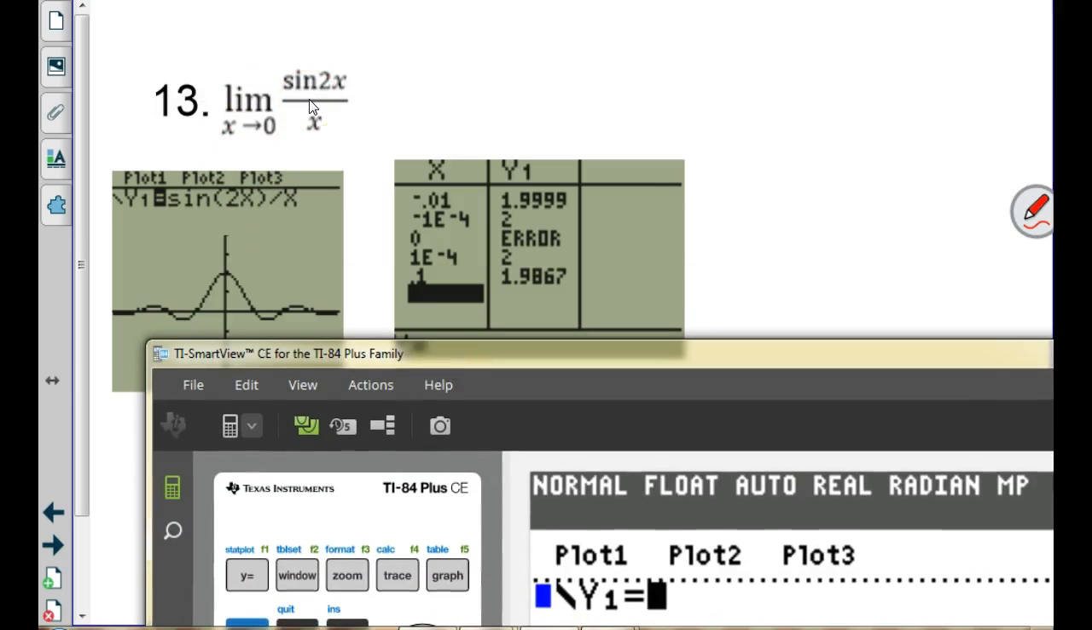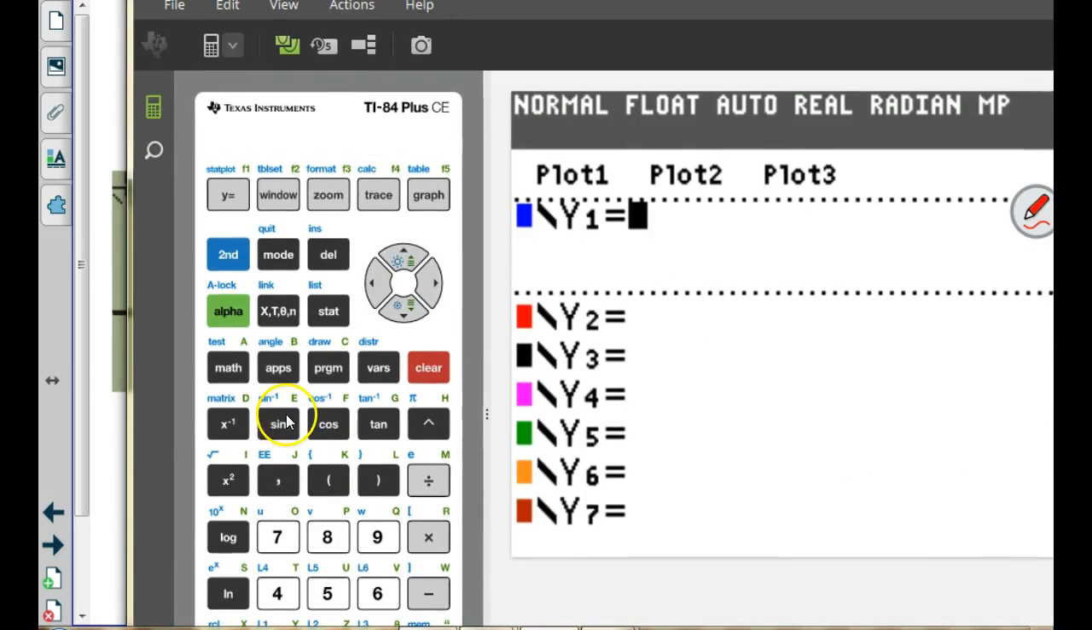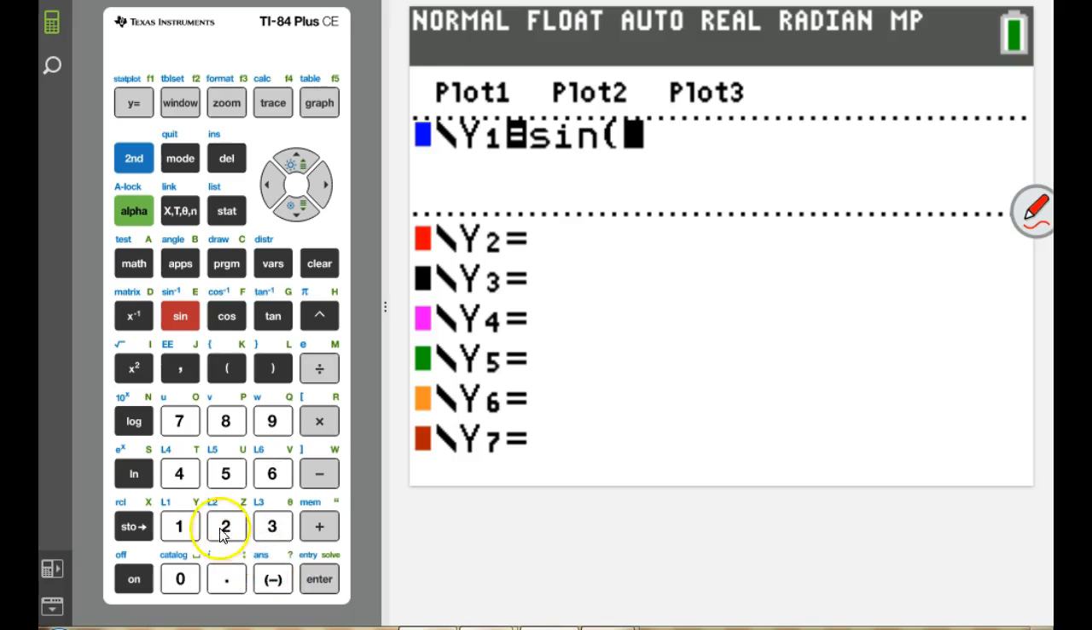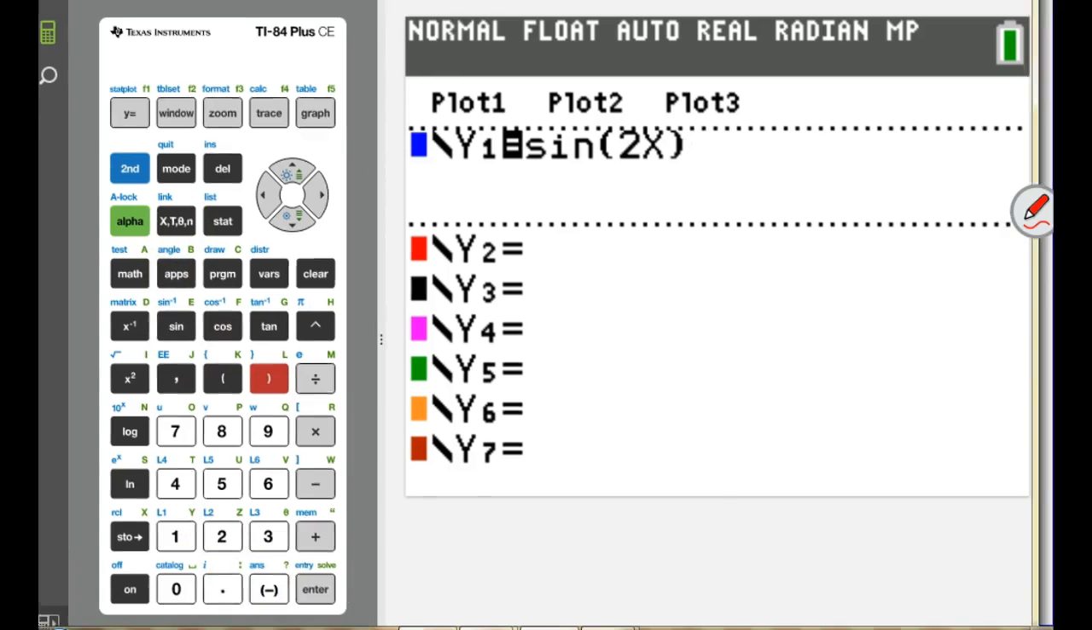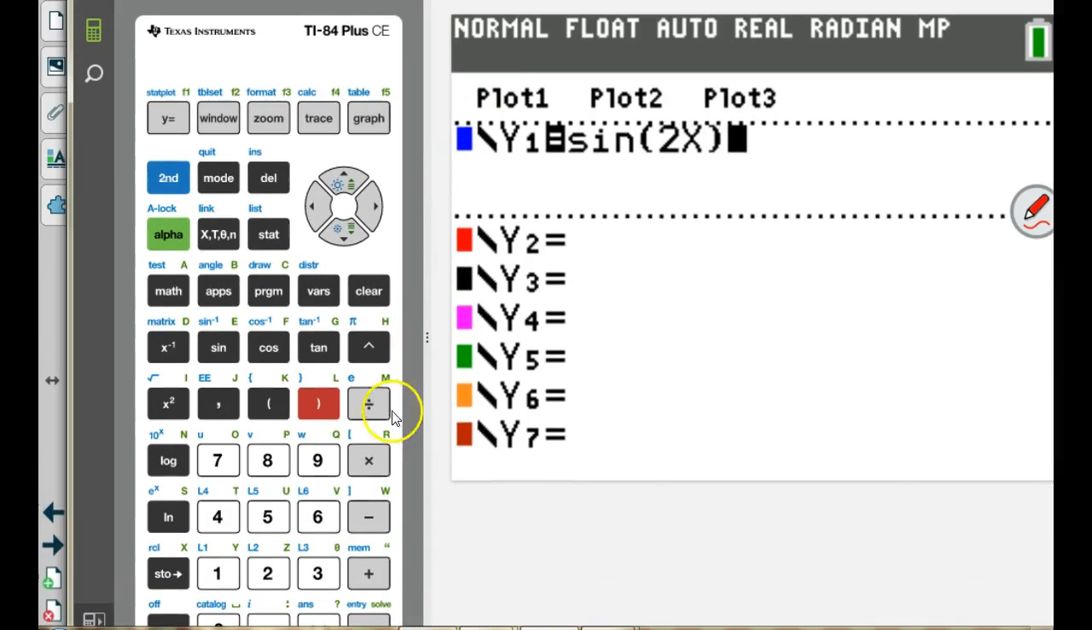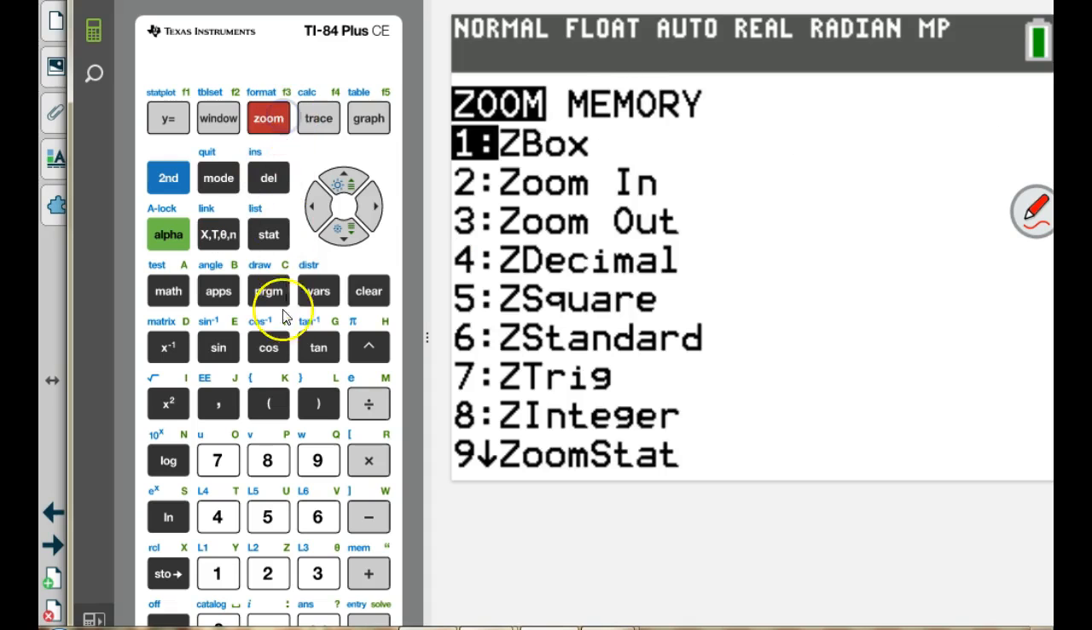Anybody know where I need parentheses? Right. When I type sine, it brings up a parenthesis. I can put 2x in there and then close that parenthesis. Okay, that's the whole function for the top. And then I'm supposed to just divide by x. I really don't need another parenthesis. Everybody got it? I'm going to do a zoom trig maybe.